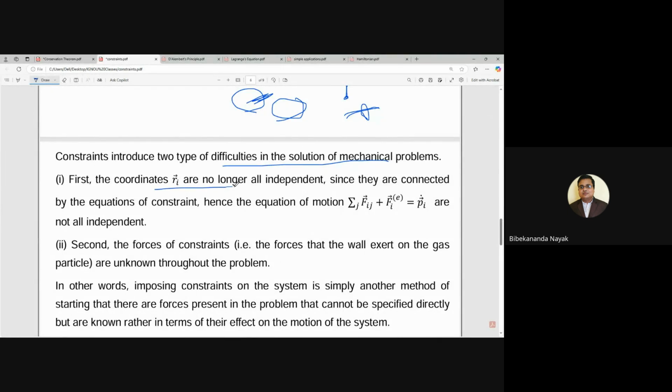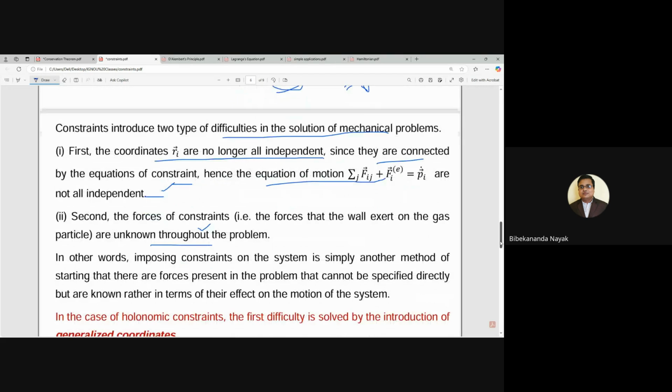First, the coordinates are no longer all independent since they are connected by equations of constraint, and the equations of motion are not all independent. Second, the forces of constraint are unknown throughout the problem. In other words, imposing constraint on the system is simply another method of stating that there are forces present in the problem that cannot be specified directly but are known rather in terms of their effect on the motion of the system. Because of the constraint, we don't know that force.